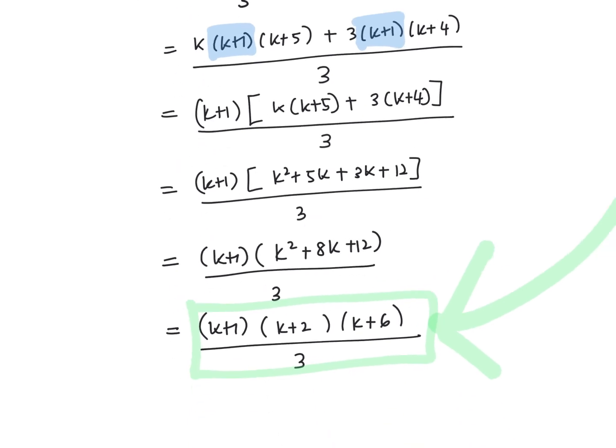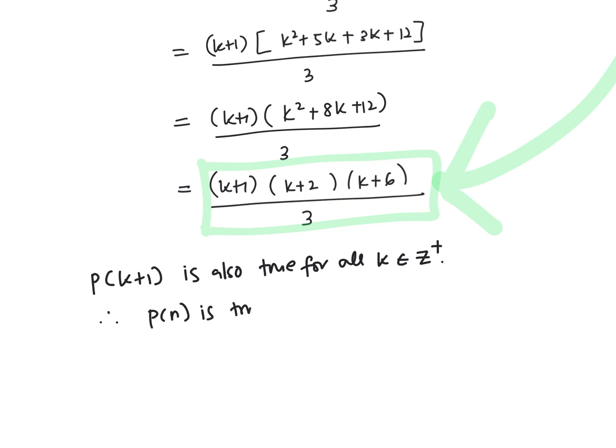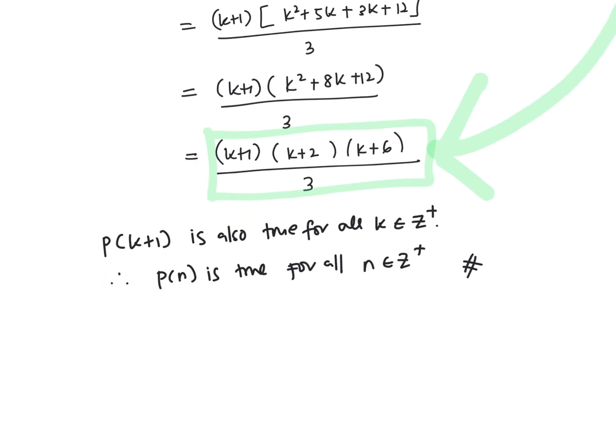Okay, therefore what we can conclude, okay, so the conclusion here, Pk plus 1, okay, is also true for all k elements of positive integers. Okay, therefore Pn is true for all positive integers. Okay, with that we settle for the first part of the question. Okay, this is for A.